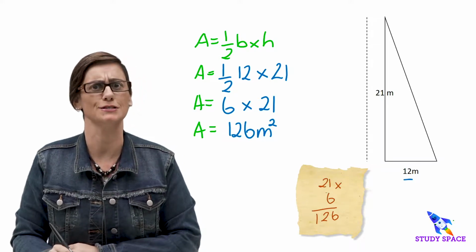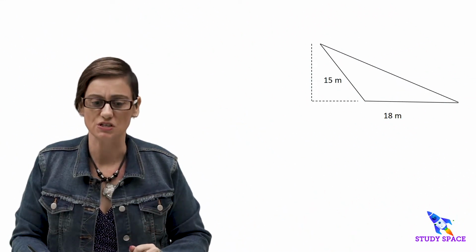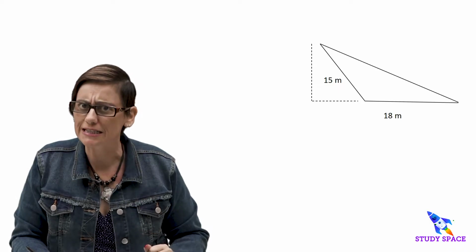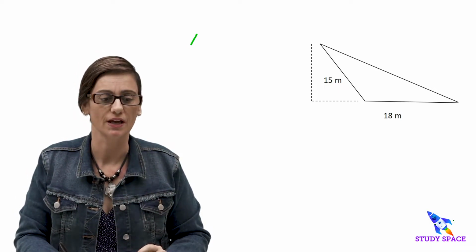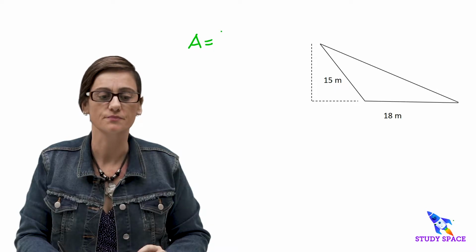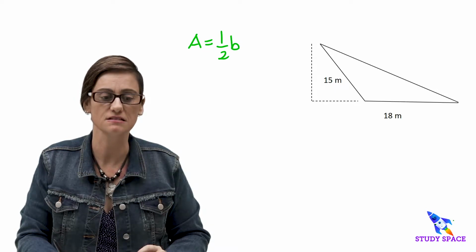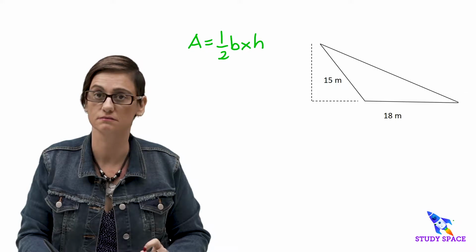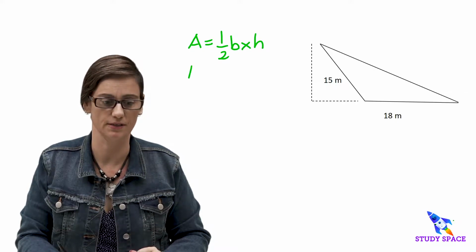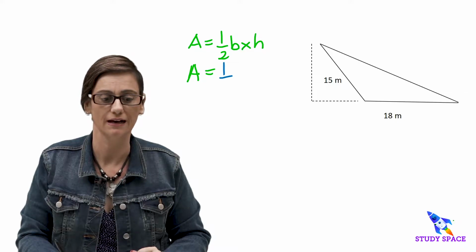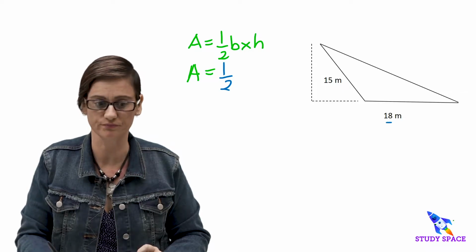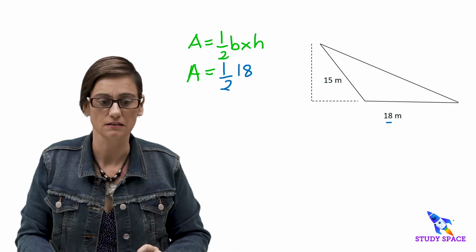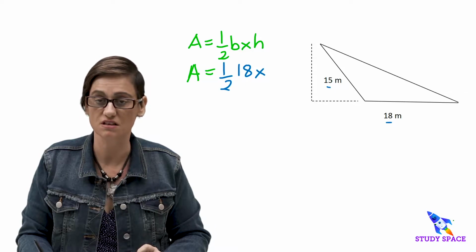Let's try a harder one, boys and girls. So our next example, boys and girls, he looks like he's lying down on the job. All right, let's do our formula first. So area equals, again, half base times height. So let's put our numbers into our formula. So area equals half our base. So our base in this one is 18 times our height, which is 15.